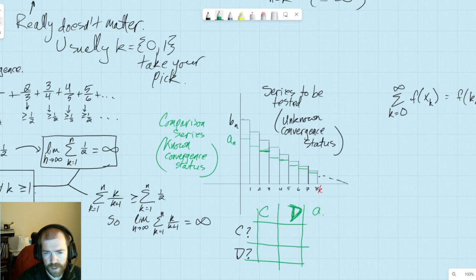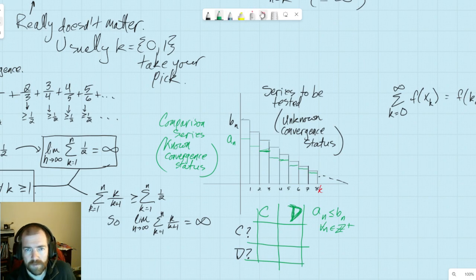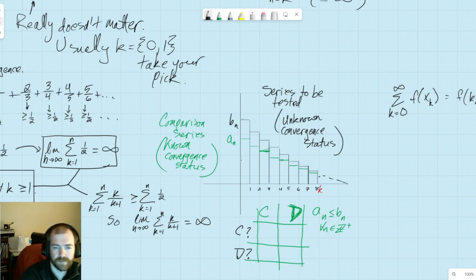So in this particular case, A sub n is going to be less than or potentially equal to B sub n for all n in the positive integers. All right, so if A sub n converges, can B sub n converge? The answer is sure, but it's equally possible it could also diverge. So this doesn't really give us any information.